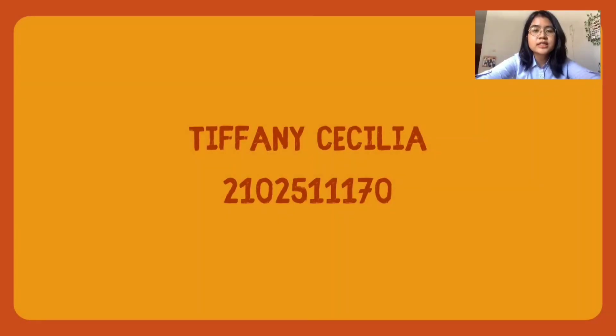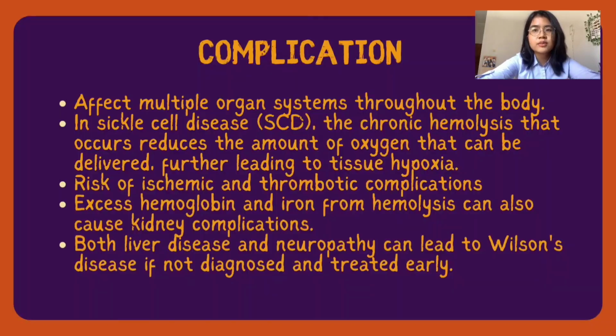My name is Tiffany Cecilia. Now I will explain about the complications of congenital hemolytic anemia. So hemolytic anemia can affect multiple organ systems throughout the body. In sickle cell disease, the chronic hemolysis that occurs reduces the amount of oxygen that can be delivered, further leading to tissue hypoxia. Risk of ischemic and thrombotic complications are also seen in any cases of hemolysis, as complications due to toxicity of circulating free hemoglobin and iron have been investigated.